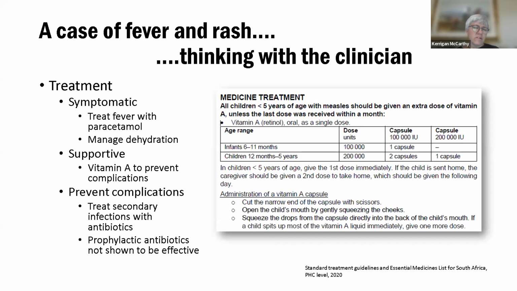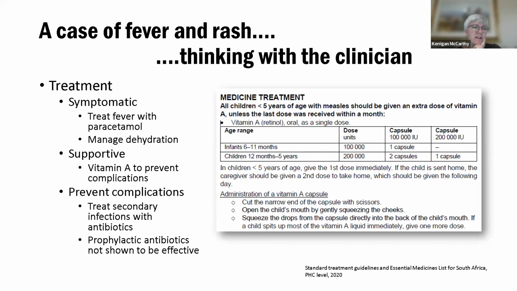The first most important is symptomatic treatment, to firstly treat the fever and to manage dehydration, or hydration, to prevent the onset of dehydration. Very importantly, vitamin A has been shown to prevent complications, particularly keratoconjunctivitis, which may lead to corneal scarring. The guidelines for the administration of vitamin A are shown in the slide, and these are taken from the essential drug list that is publicly available on the web.